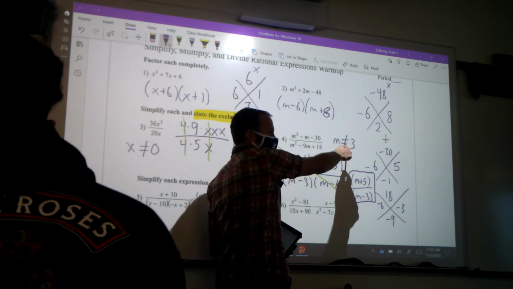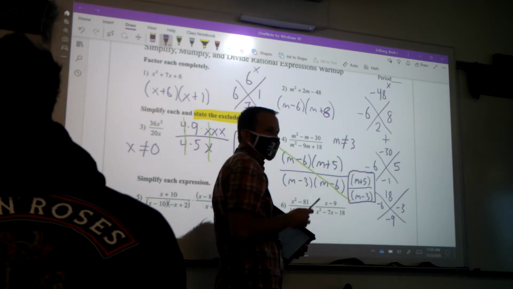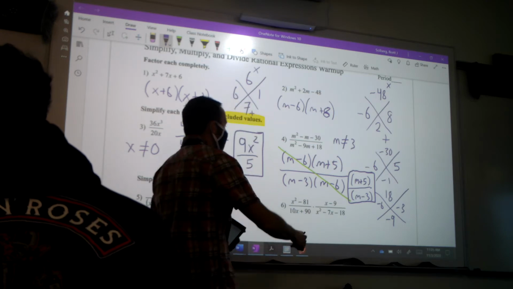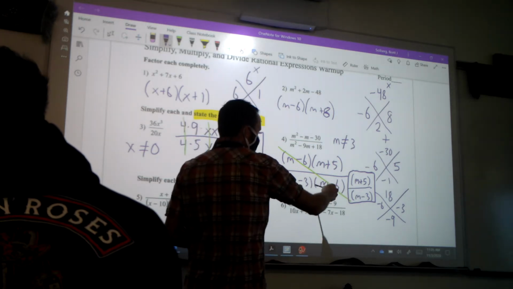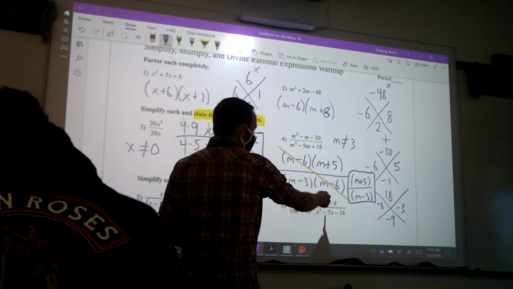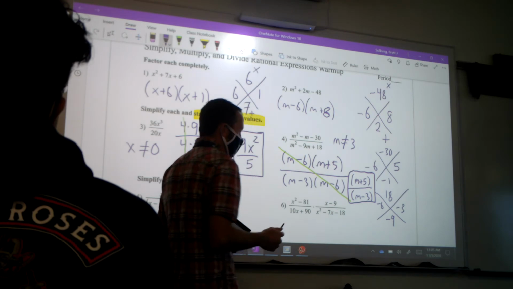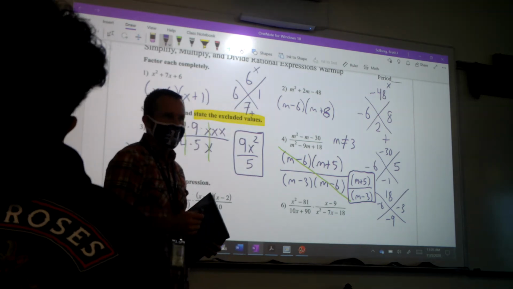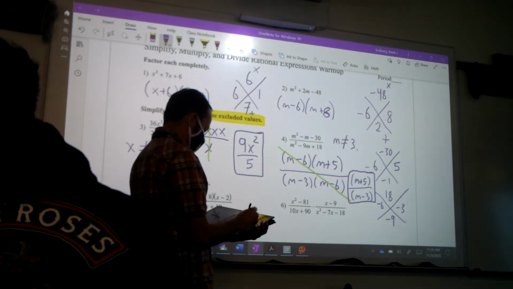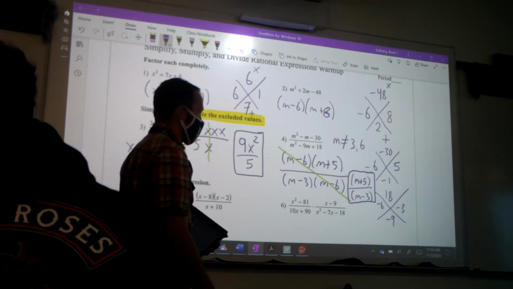So this symbol means cannot equal. So we've seen an equal sign a lot. This means it cannot equal. Now, even though we crossed out the m minus 6, we still need to make sure we exclude that value too. What number, if I take away 6 from it, gives me 0 in the bottom? So I'm going to say m also cannot be 6. So I'm going to put m can't be 3 or 6.